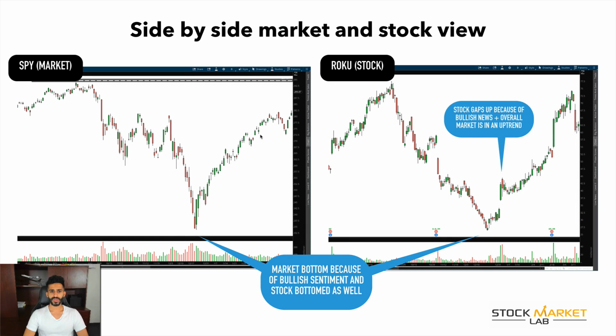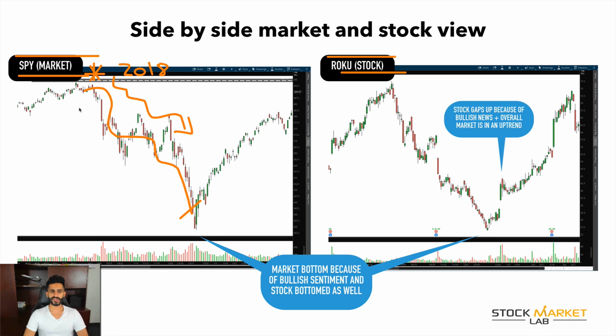Here's another example. If you look here, side-by-side market and stock view. Right here we have the SPY. The SPY represents the market. Here we have stock Roku. Now if you look right here, in 2018, around October till December, the market was selling off. There was a reason why it was selling off. I'm not going to get into the reason now. I'm going to get into the reasons in part 8, so you understand what the economic events are that we need to look into. But for now, there were a lot of reasons why the overall market was selling off. You guys can see the overall market is selling off.